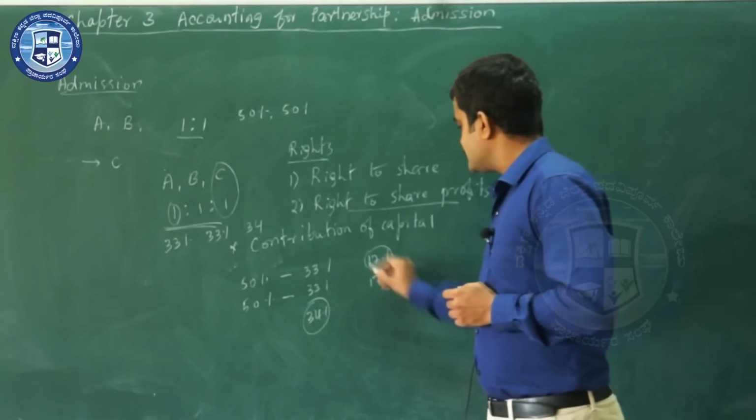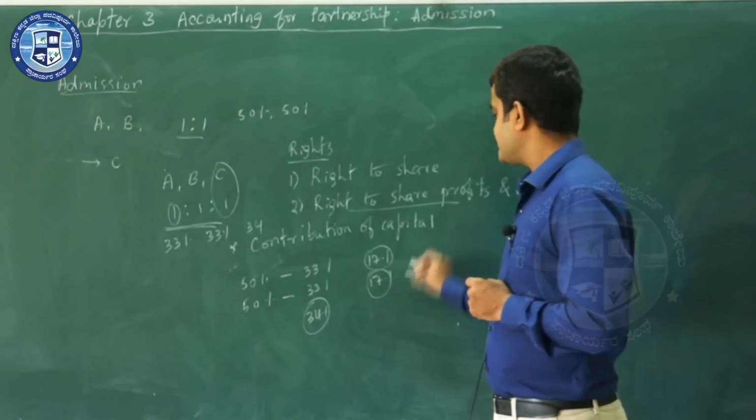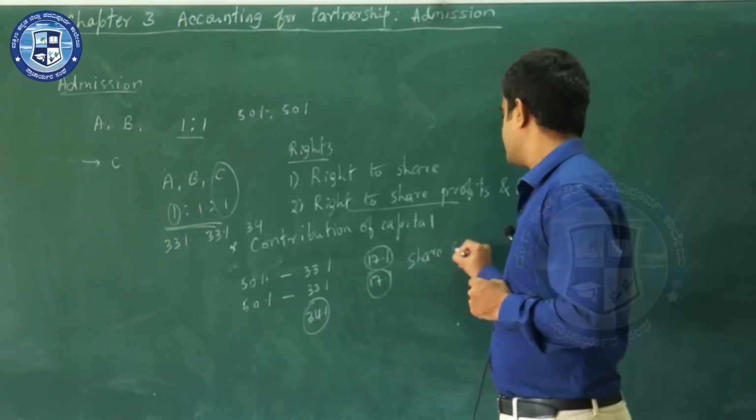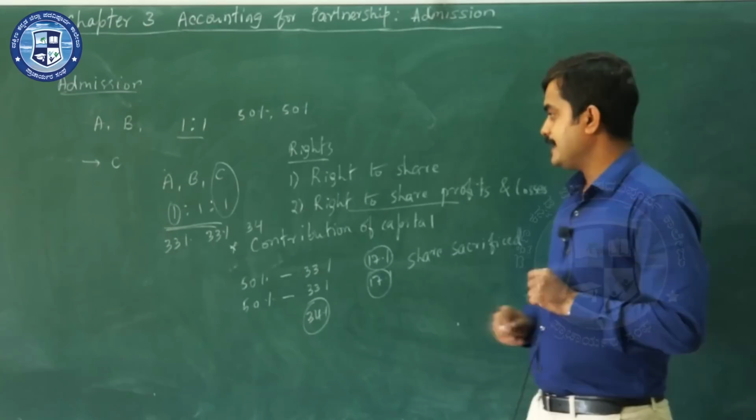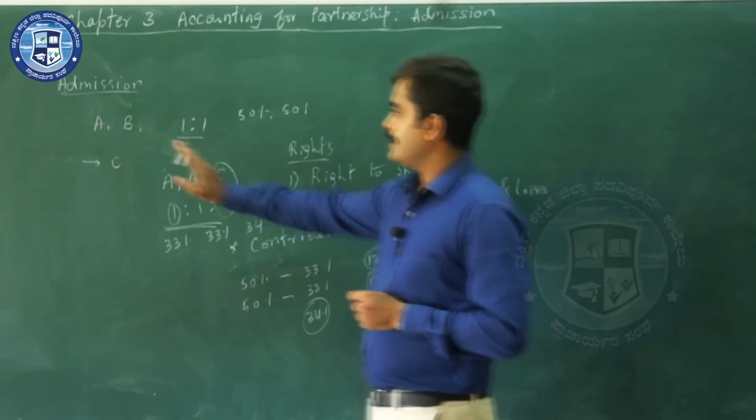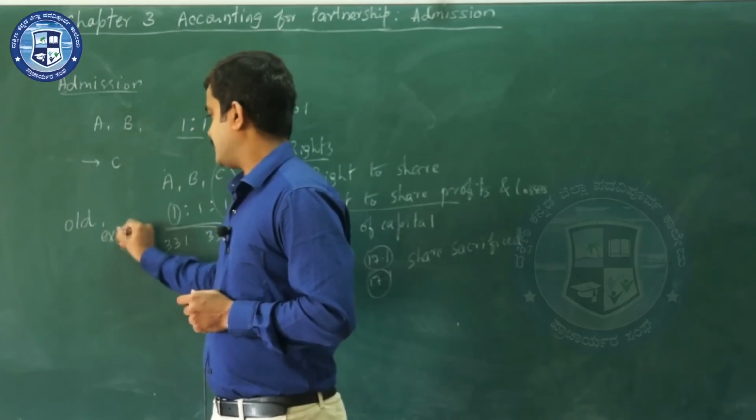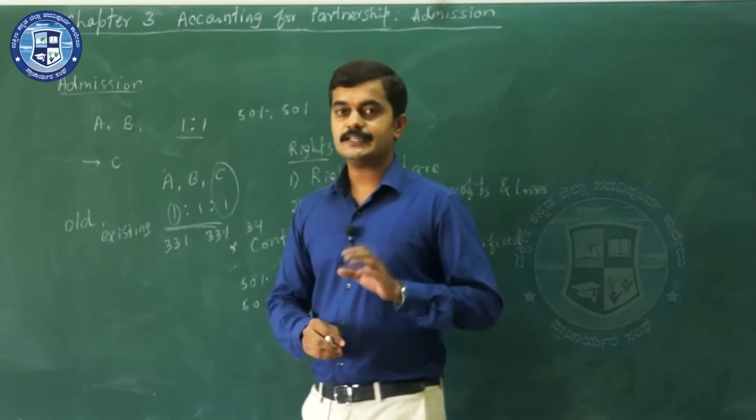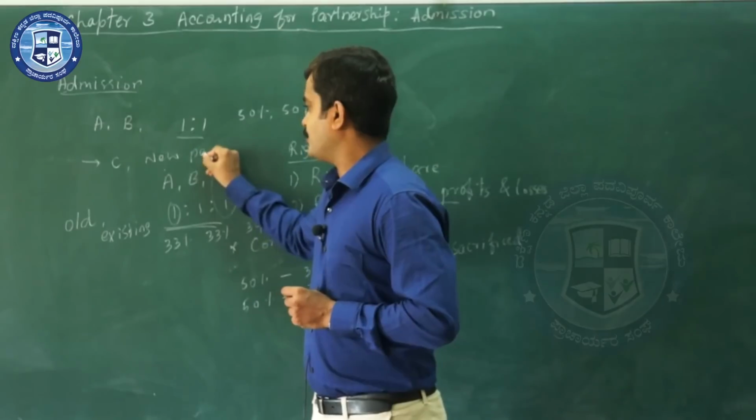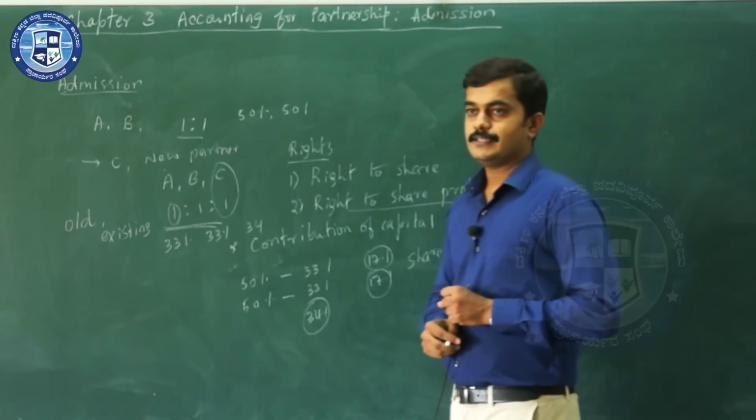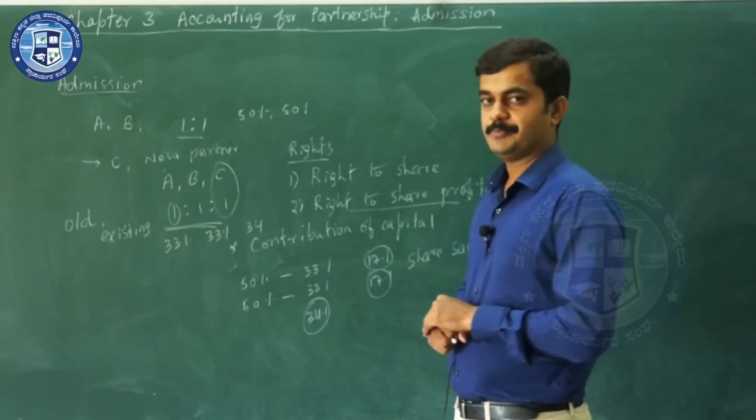And regarding this 17% in respect of A and B, what is this? So we call this share sacrifice. Share sacrificed by A and B. So in this case, A and B are called the old partners or existing partners. And C is a new partner, and he is called that name only, new partner. So these are the various effects of admission of a partner in the partnership business.